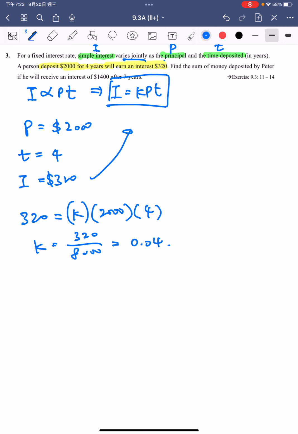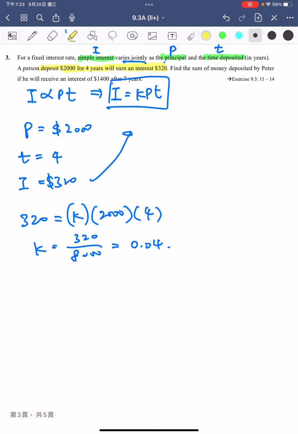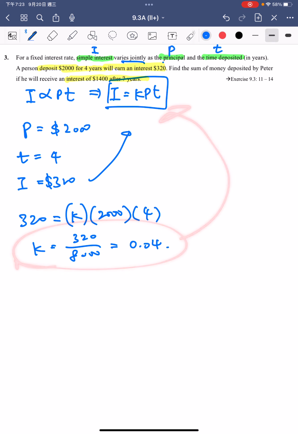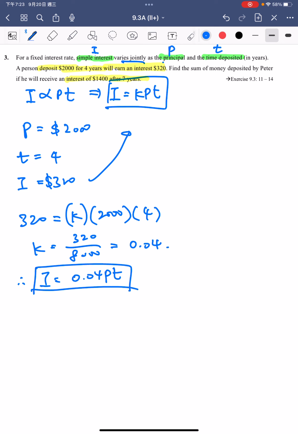After that, they're asking you to find the sum of money deposited by Peter if he will receive an interest of 1,400 after 7 years. So now we have, oh sorry, I made a mistake. I just found the variation constant, I forgot to put it back. So which means that I is equal to 0.04 PT. So that's our final equation, which links the interest, the principal and the time deposit together.